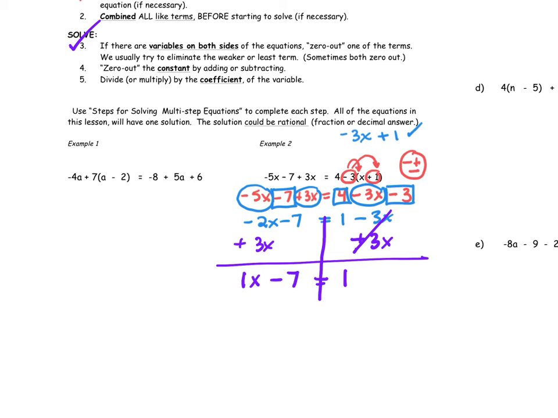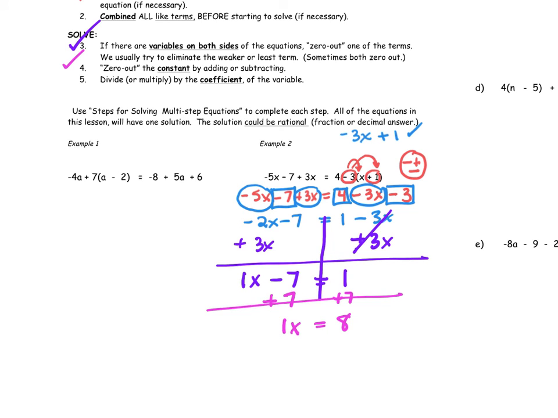Now step 4 says that we should zero out one of the constants. And this is the only constant on this side. So I want to always look at the side that has a variable. Whichever side it is, it's the left side. So I want the minus 7 to go away, or you can look at it like it's a negative 7. And we do the opposite. We add 7 to both sides. Whoops, and I am left with 1x equals 8. So now we've completed step 4.